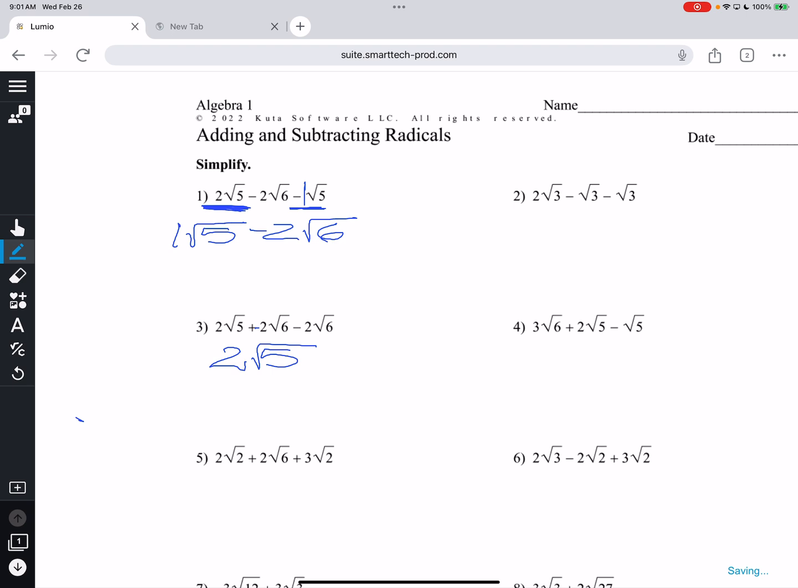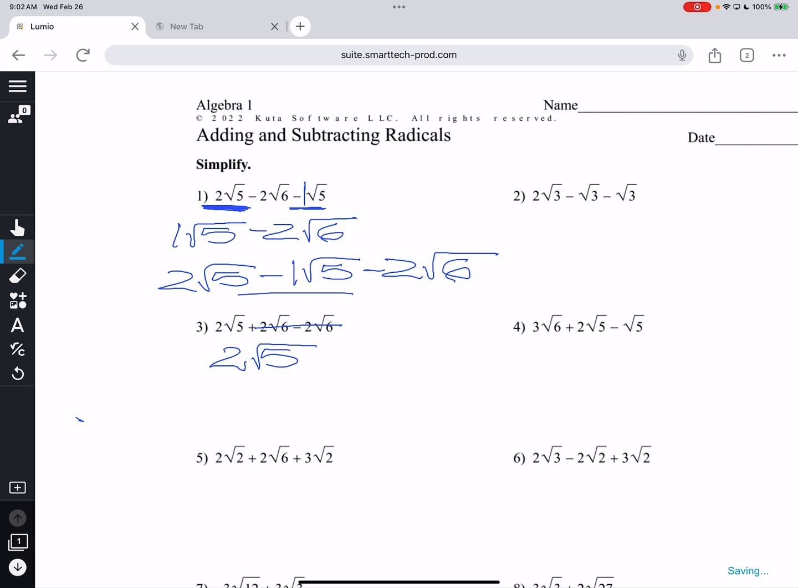I'm a little confused here. Okay, where are you confused? Like if it's on number 1, do you keep...? Okay, let's rewrite it. You put everything that's alike. So we have a 2 radical 5, and we have a minus 1 radical 5, and then we have a minus 2 radical 6. Is what's alike what's in the radical?